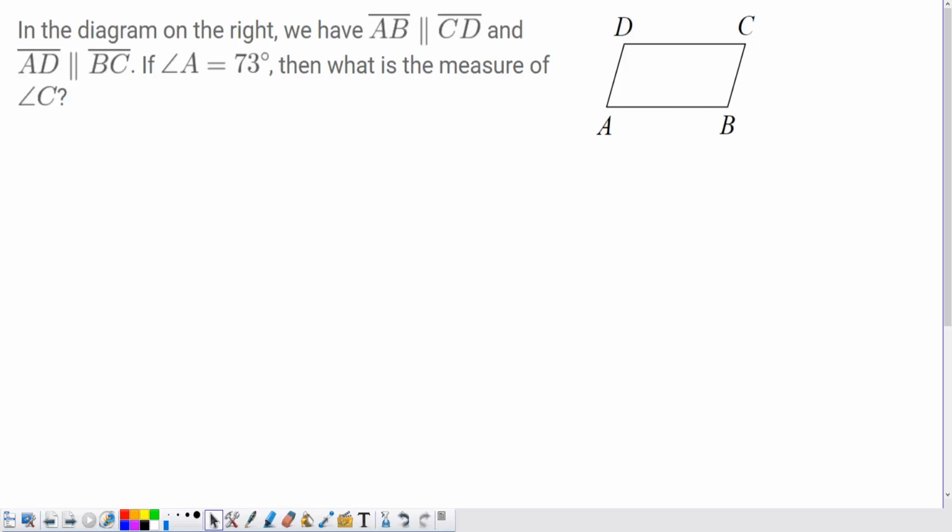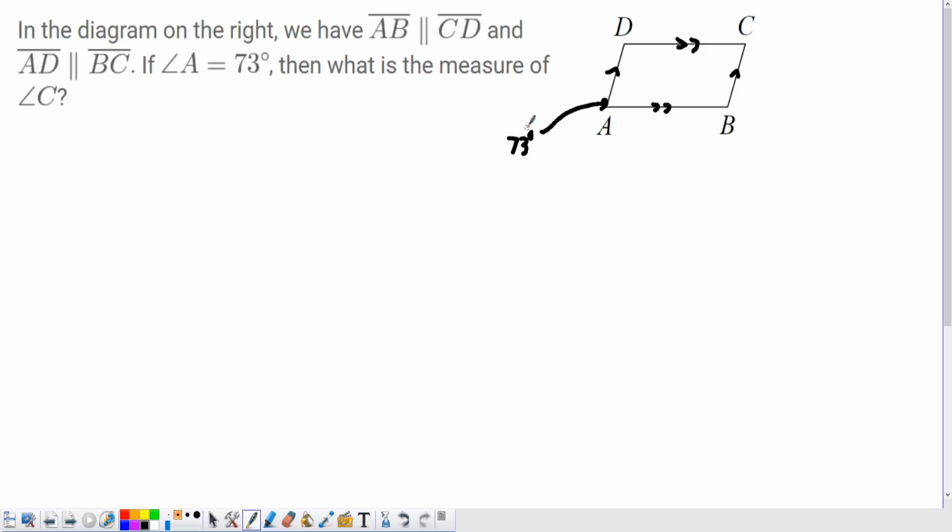Alright, so let's examine a couple quick parallel line problems before we get to some more interesting ones. Now, we have this nice problem in the diagram on the right. AB is parallel to CD, and AD is parallel to BC. So we usually signify parallel lines with a little arrow mark, just like that. And if angle A is 73 degrees, then what is the measure of angle C?